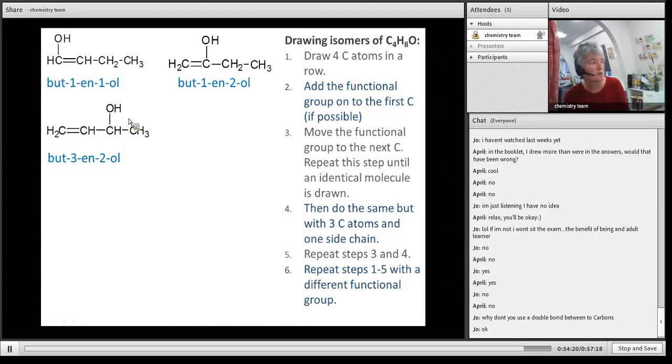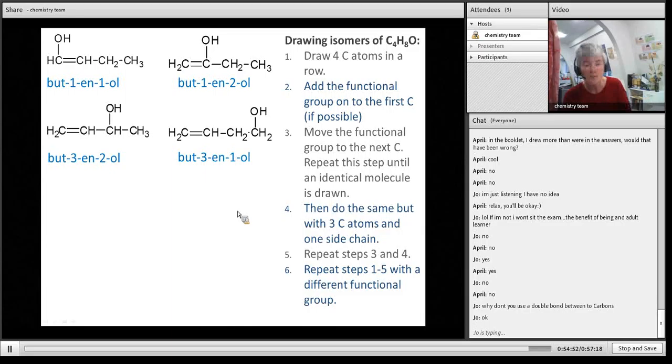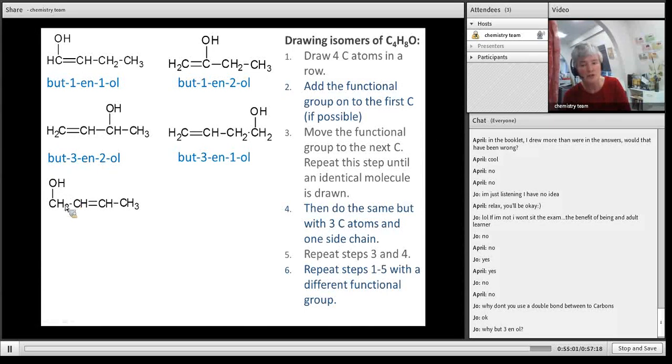So I don't go 1, 2, 3, I go 1, 2, because the OH needs the lowest possible number, because it's the more reactive functional group. And then I can have that one, which is but-3-ene-1-ol, starting numbering on this side. Here I've made the double bond between the first 2, and all I've done is simply moved the OH along, to see if I've got a different compound each time, and I do. Now I could move the double bond along. So here it's exactly the same as this top one, except instead of having my double bond there, I've moved it along.